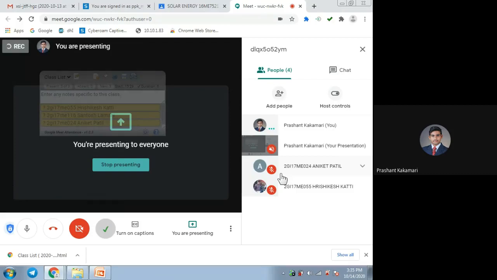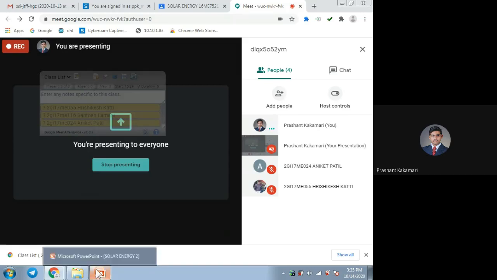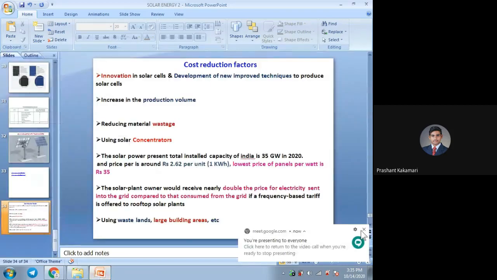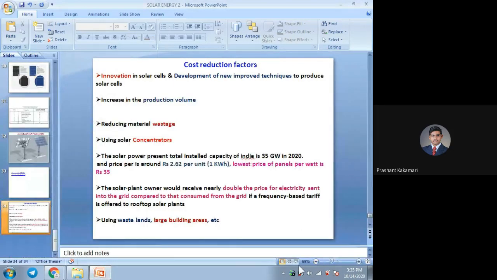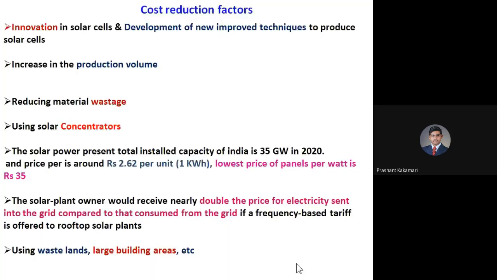That is cost reduction factors, what to be considered for a photovoltaic system. So that will take in the last part here and we'll complete the topic. So coming to this photovoltaics cost reduction factors, we can think on different ideas here.